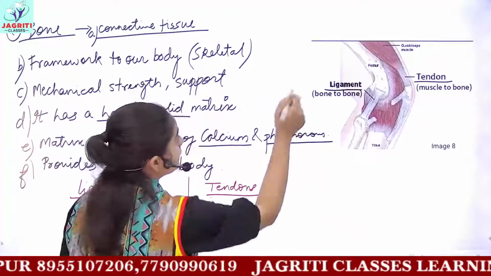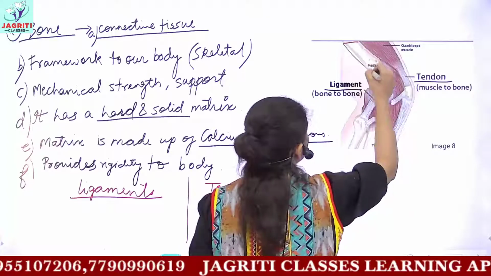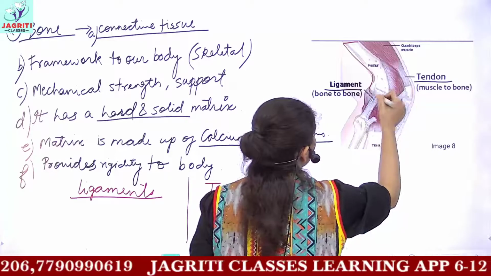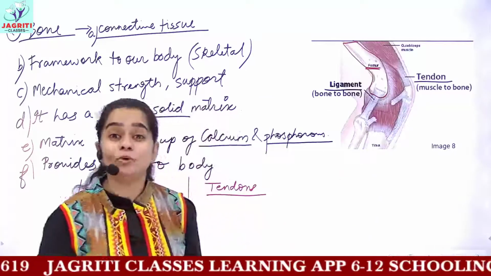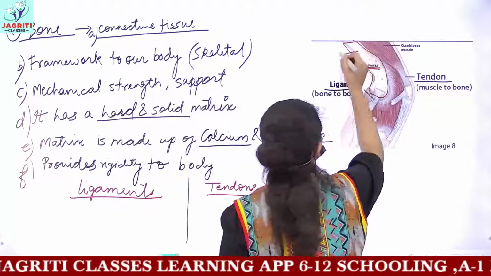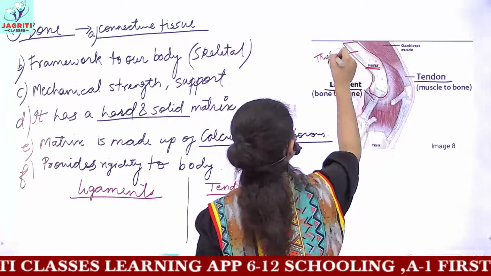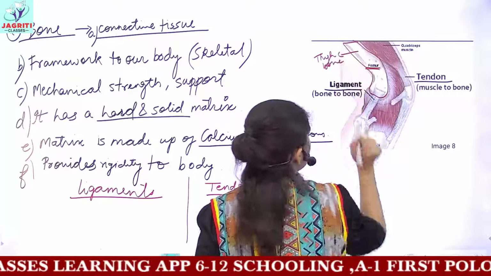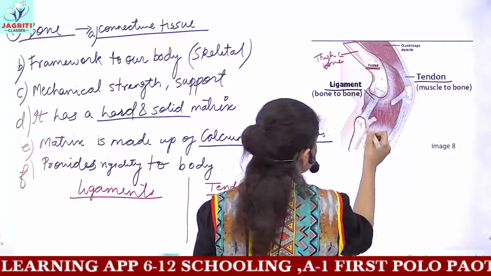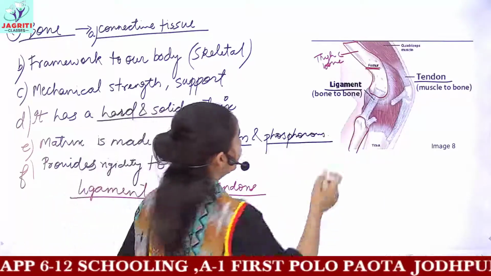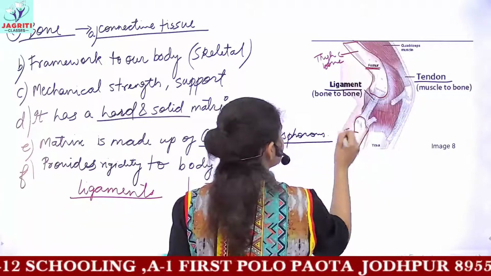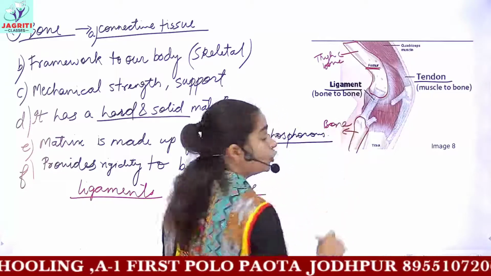You can see in the diagram, if you observe, this is your one bone which is given. It is written femur. Femur is your thigh bone, okay? So this is your thigh bone. And the next bone is here. This is your lower leg bone. So in this you can see that this is another bone of the leg.